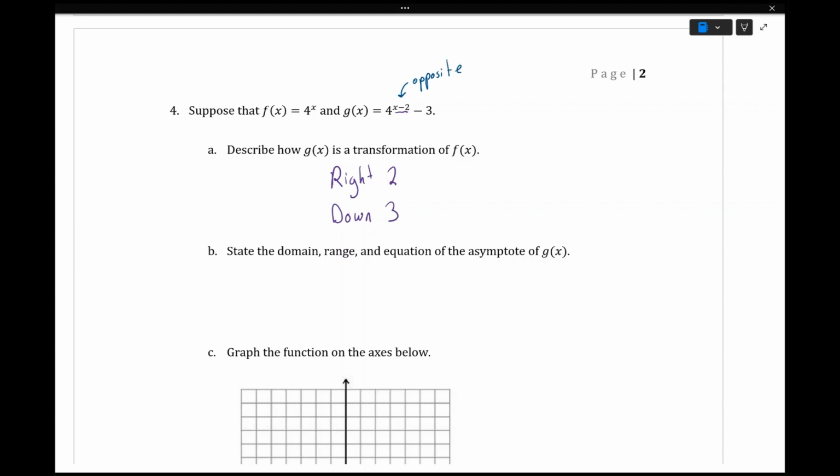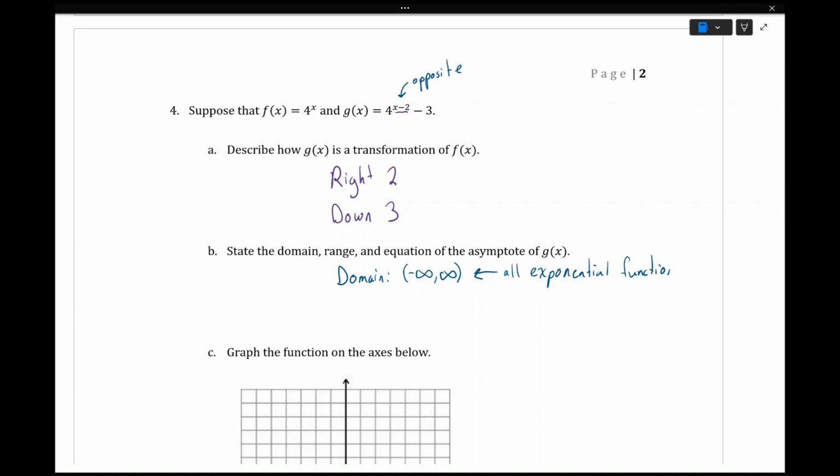Now, what does that mean for the domain and range and equation of the asymptote? Well, the domain for any exponential is all real numbers. So it doesn't matter what the equation is, its domain is always all real numbers. So let me make a note of that, all exponential functions.